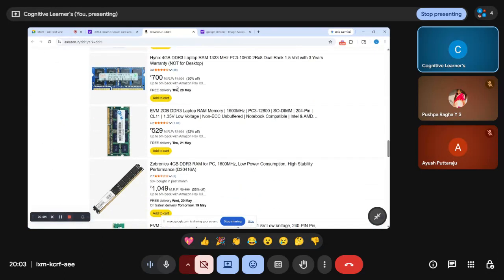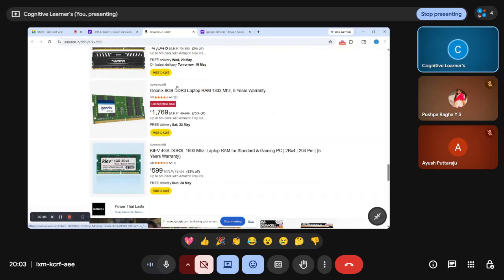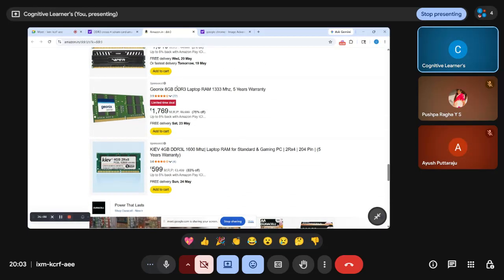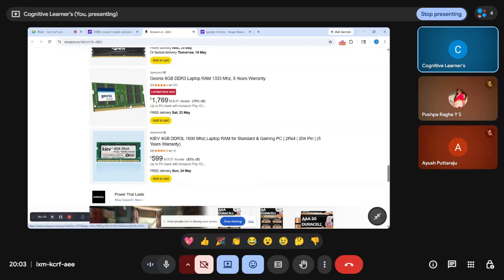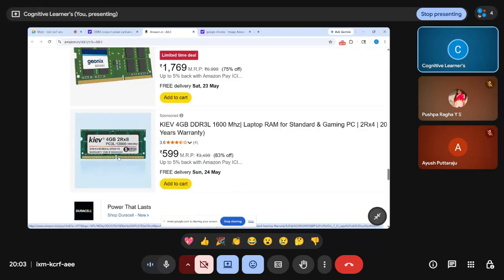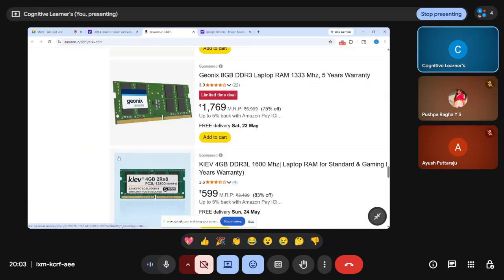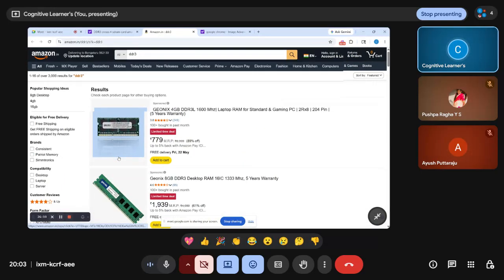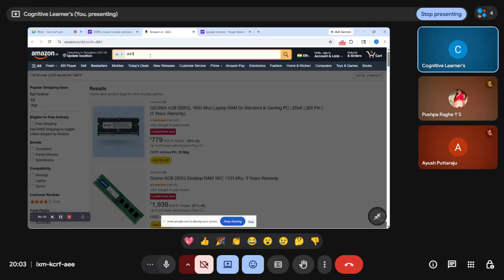That all are cross 8 only. This also cross 8. This also cross 8. Next, labeling. I will show one more diagram. DDR.